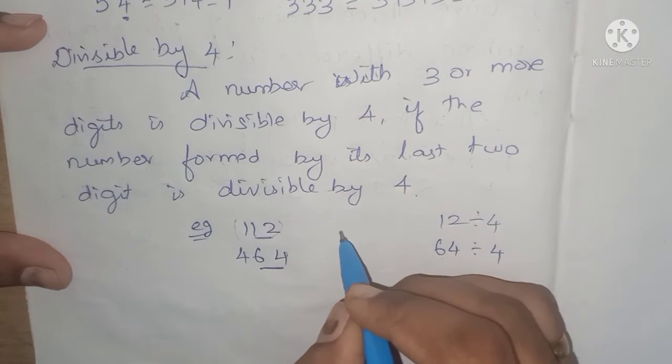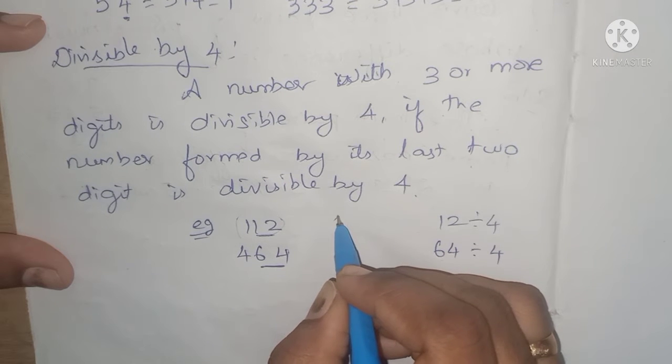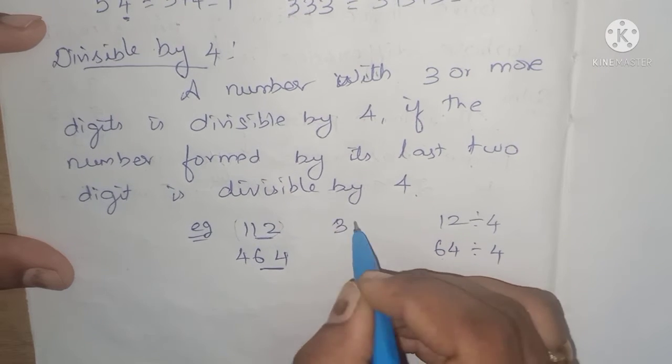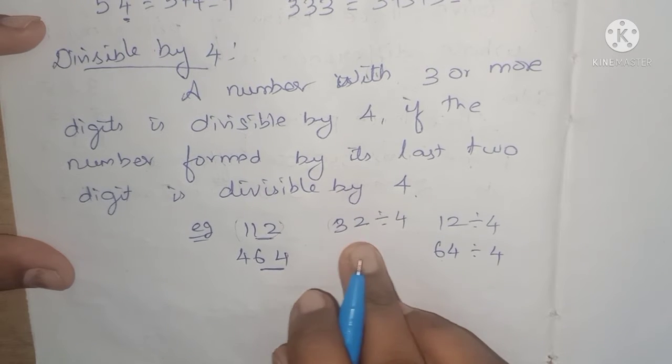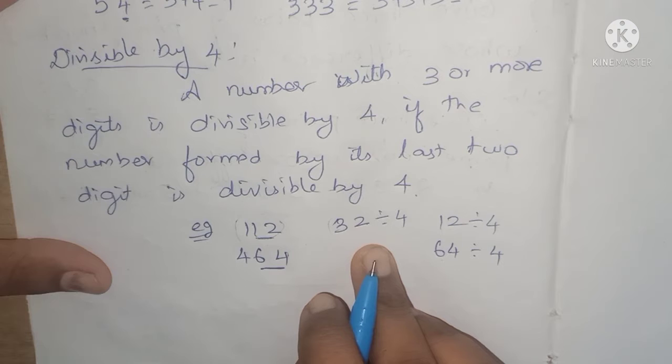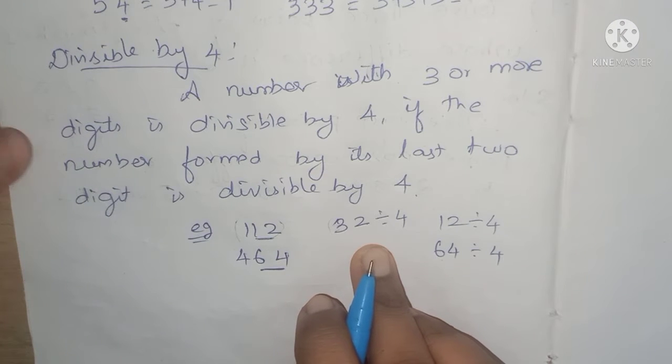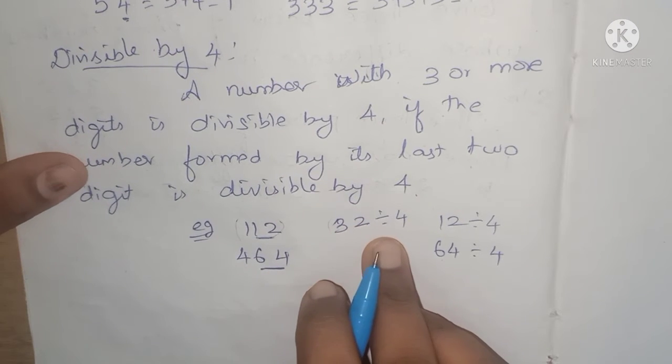If it is a small number, for example, if you consider 32, it is divisible by 4. You just check with the tables. 4 8s are 32. So if it is a small number, we can easily check with the tables.